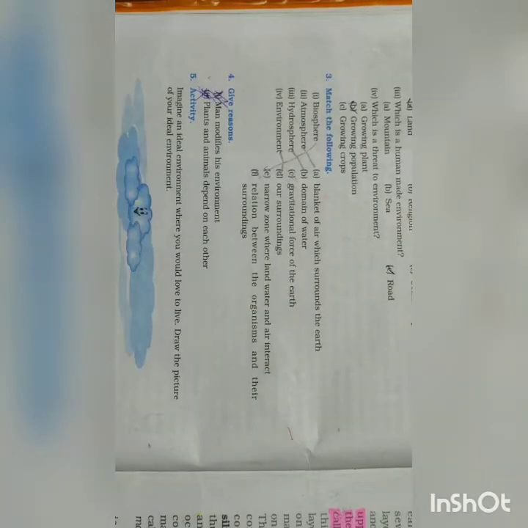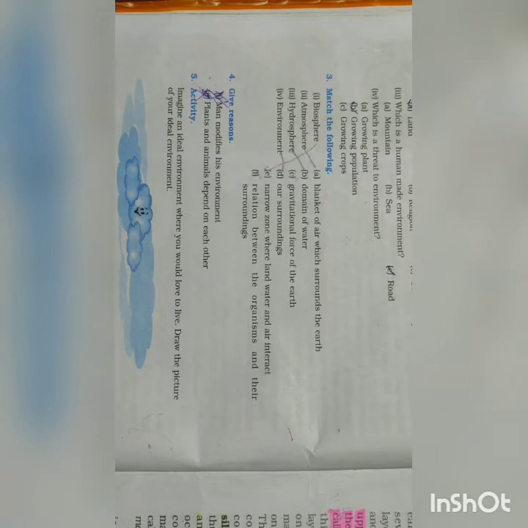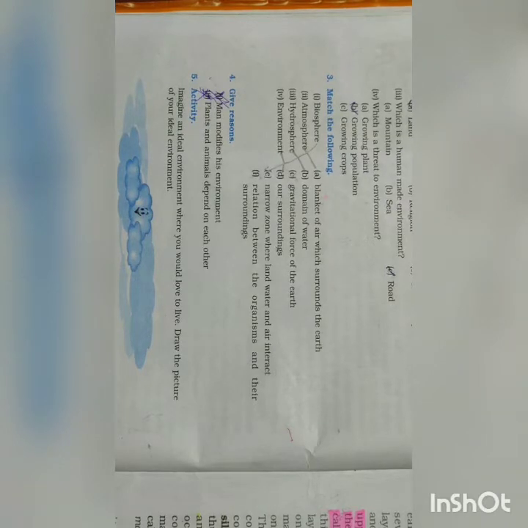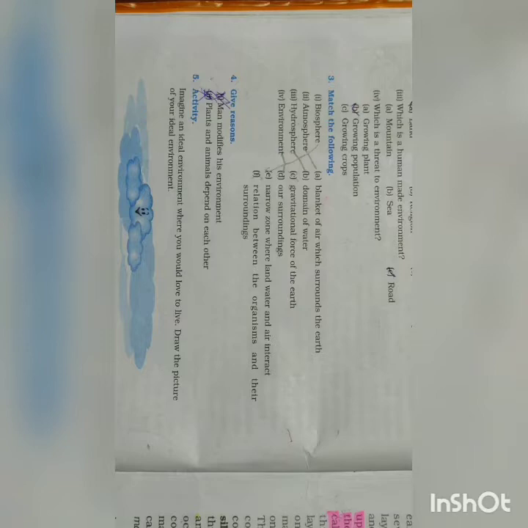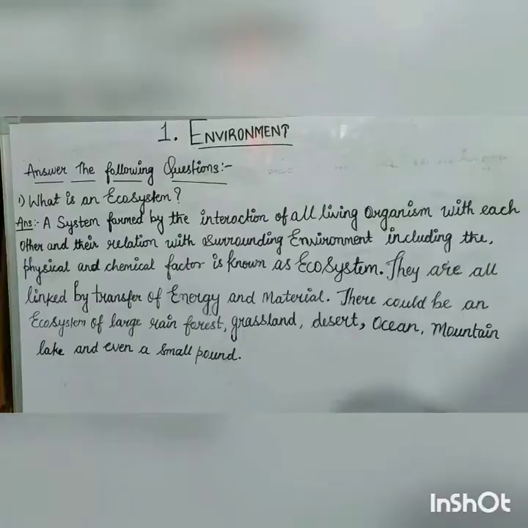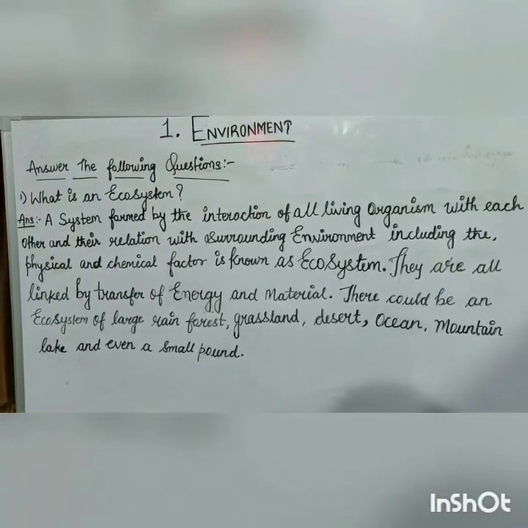Next question is match the following. Questions are given, and the options are also given over there. Biosphere, that is a narrow zone where land, water and air interact. Then atmosphere, blanket of air which surrounds the earth. Then hydrosphere, domain of water, that is our water bodies. Environment, our surroundings. After that, give reasons questions are also there. So along with the question answers I will give this one also. After the book work, come to question number 1.